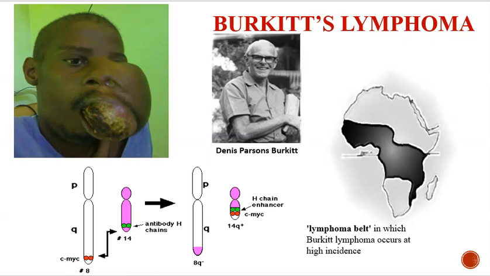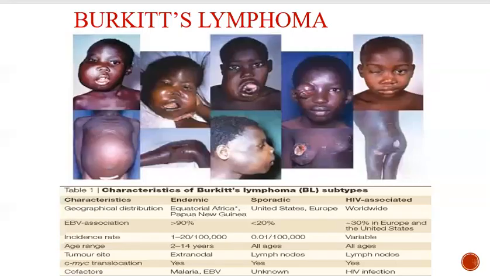Most cases of Burkitt lymphoma involve a reciprocal translocation that moves the proto-oncogene C-MYC from its normal position on chromosome 8 to a location close to the enhancers of the antibody heavy chain genes on chromosome 14. Uncontrolled mitosis of the cell results in a clone of cancer cells of Burkitt lymphoma.